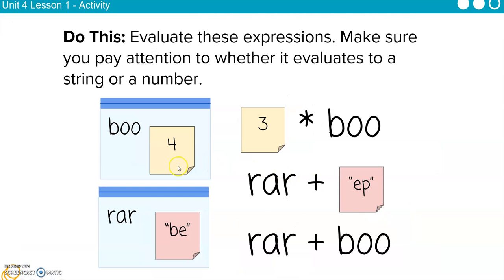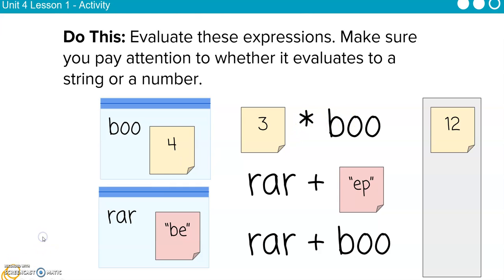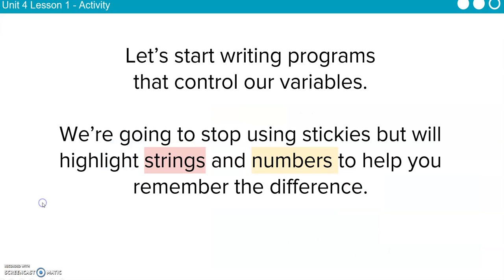If you want to do these ones, think about them before I run it here. You've got boo set to 4, rar set to b. So you've got 3 times boo. Well, that's really 3 times 4, so you should get 12. There we go. Rar plus "ep": well, rar is really b, so you get "beep". And then rar plus boo, so "b4". There you go. Okay, so we're going to look at these again.